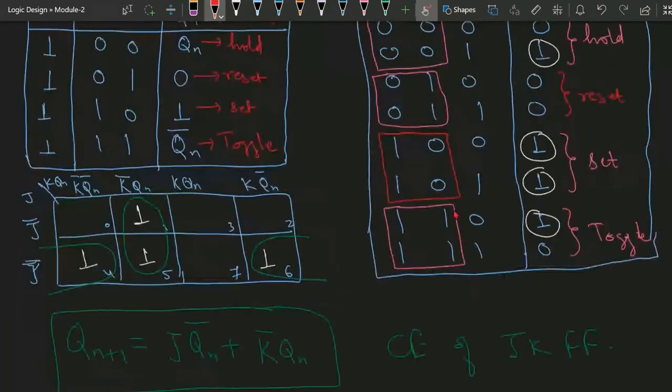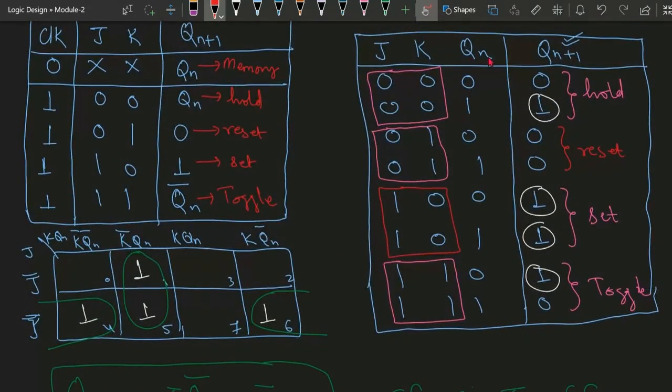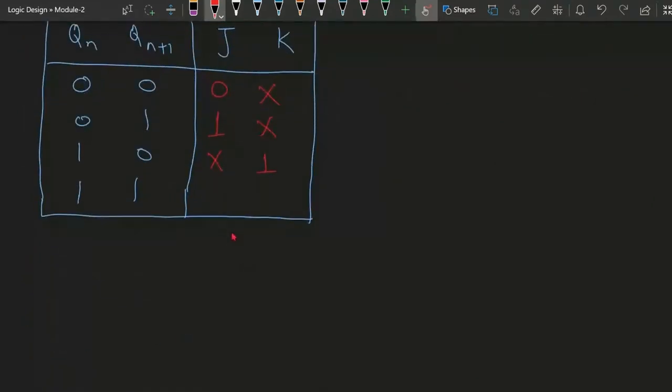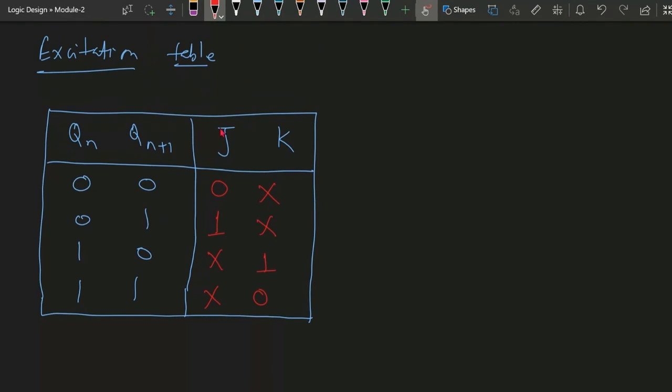Next is for 1 1, so current state and next state both are 1 1, that is J and K should be 0 0, or J is 1 and K is 0. So K is 0 but J is don't care. J is don't care and K is 0. So this is the excitation table for the JK flip flop.